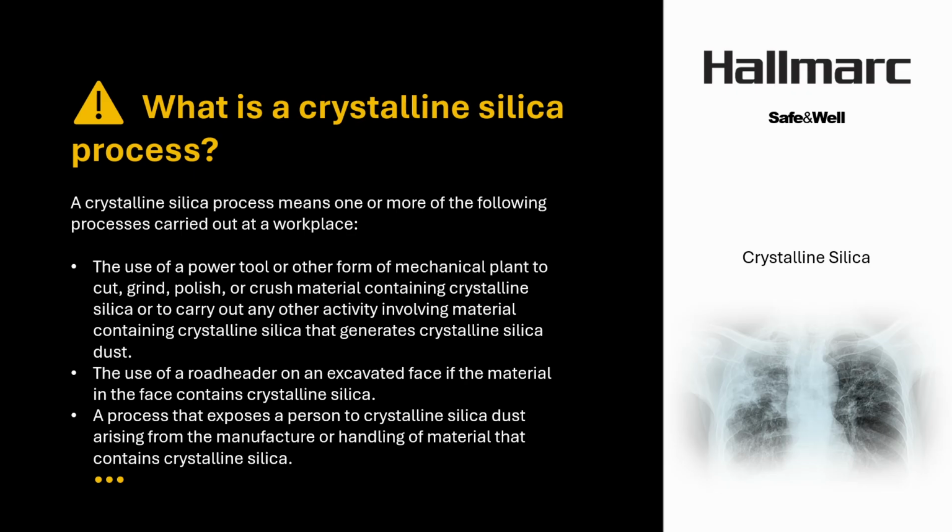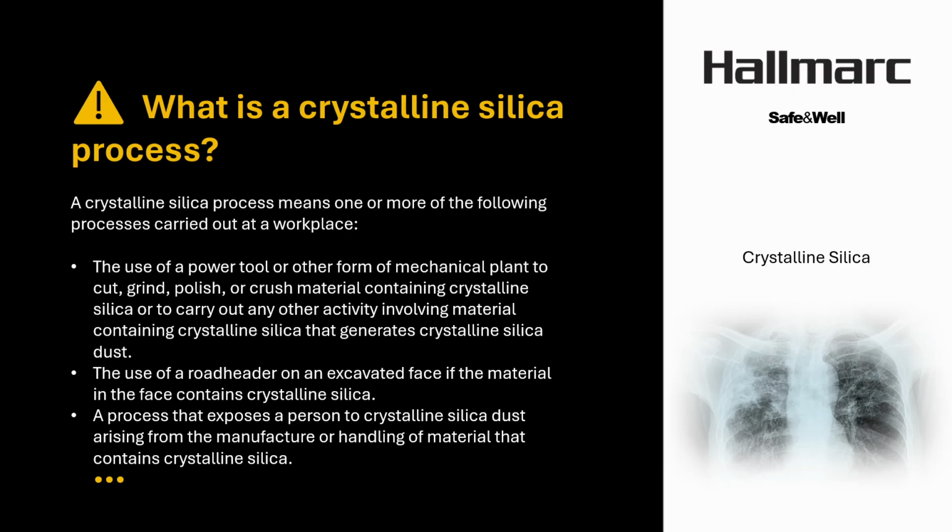What is a crystalline silica process? A crystalline silica process means one or more of the following processes carried out at a workplace. The use of a power tool or other form of mechanical plant to cut, grind, polish, or crush material containing crystalline silica, or to carry out any other activity involving material containing crystalline silica that generates crystalline silica dust.